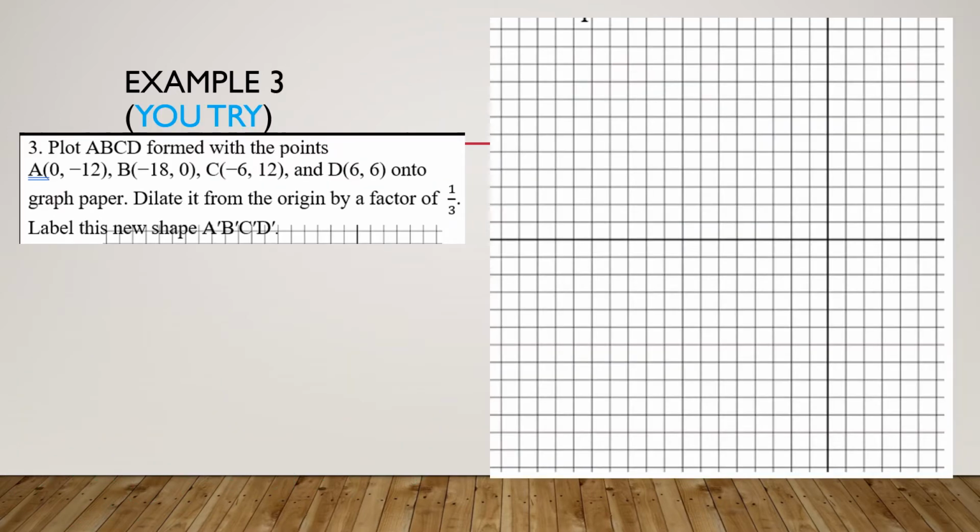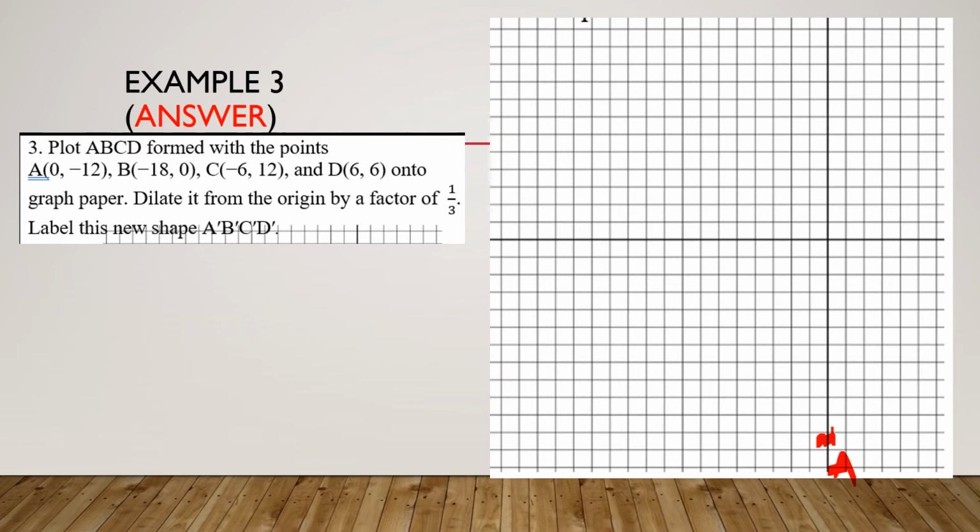So next one we're going to go over is example 3. So if you haven't done it yet, pause the video, finish it, and then unpause when you're ready to go over it. Right, so now we're going to go over it. So A was 0, -12, so over 0, down 12, so that's our A.